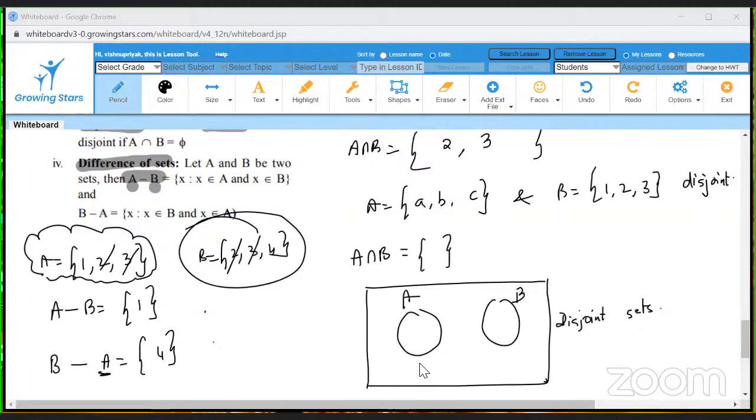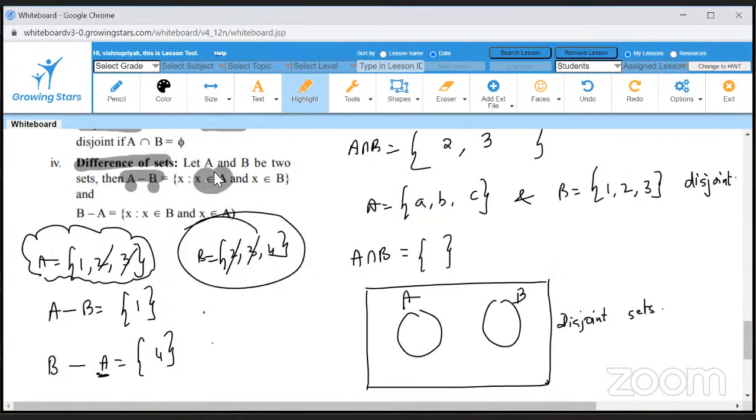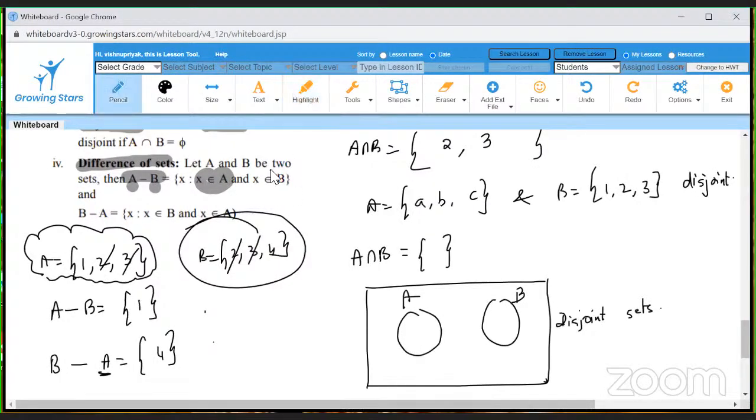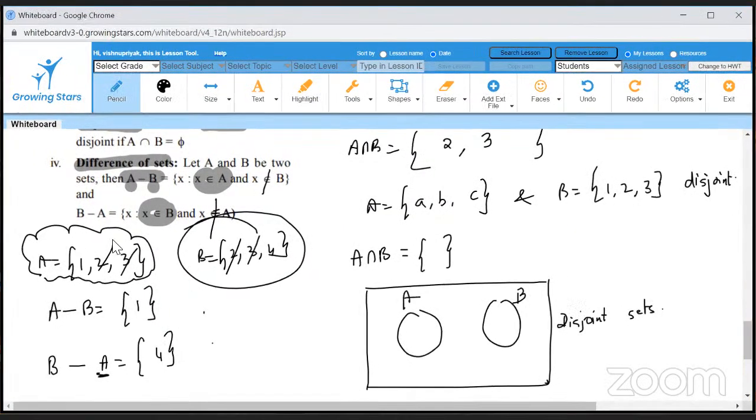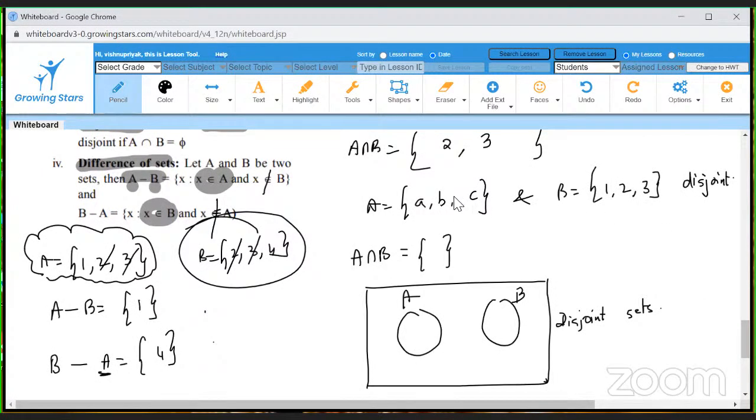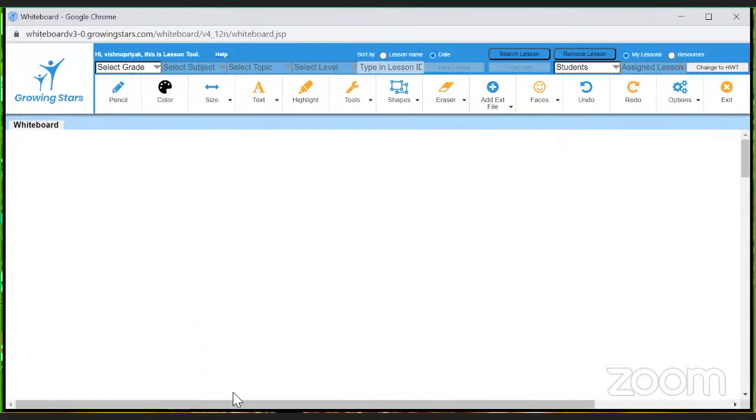What is meant by subtraction is correct, Soundarya. For A minus B, the elements belong to A, but the elements do not belong to B. B minus A means the elements belong to B, but the elements do not belong to A. You have to remove A. So that is difference. That is subtraction of sets.